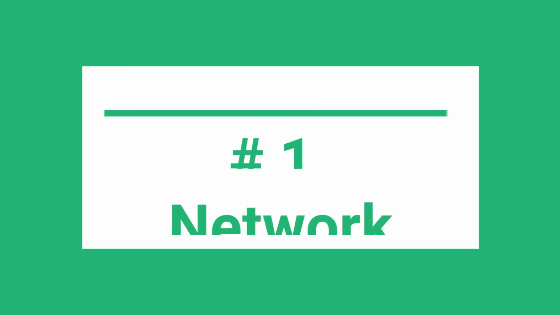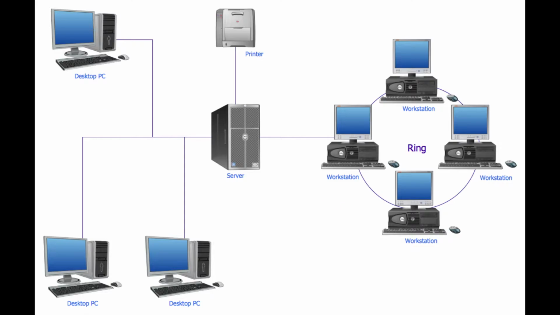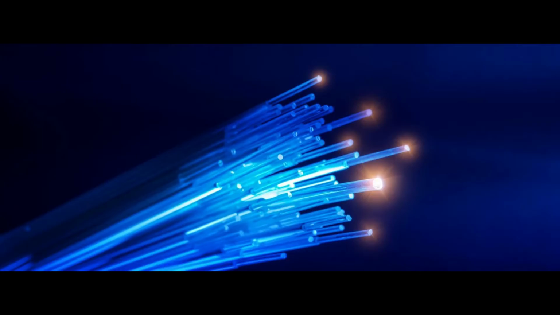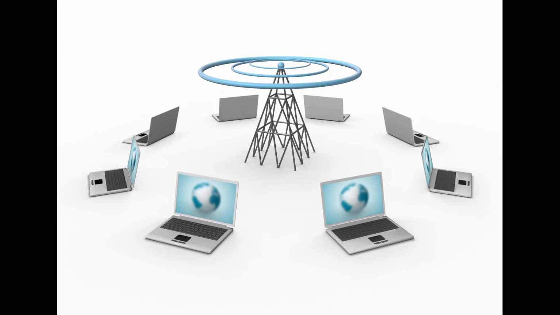Number one, network. A network is a group of stations, such as computers, telephones, or other devices, that are connected by communication facilities for exchanging information. Connection can be permanent via cable or temporary through telephone or other communication links. The transmission medium can be physical, such as fiber optic cables, or wireless, such as satellites.